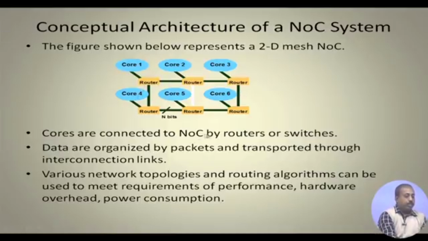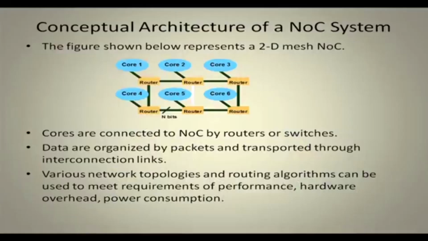So, cores are connected to NOC by routers or switches, and data are organized by packets and transported through the interconnection network. So, a message that has been formulated is divided into packets, and the packets will traverse through this network to reach the destination.